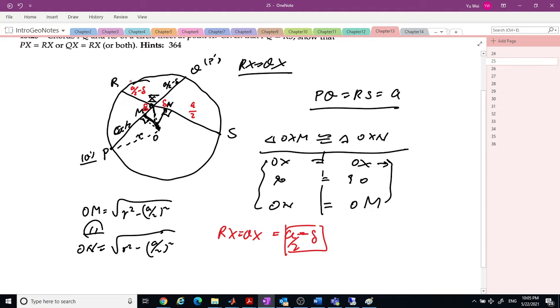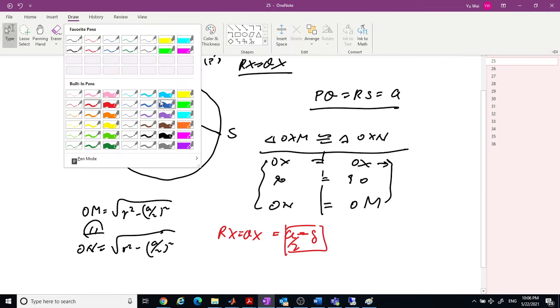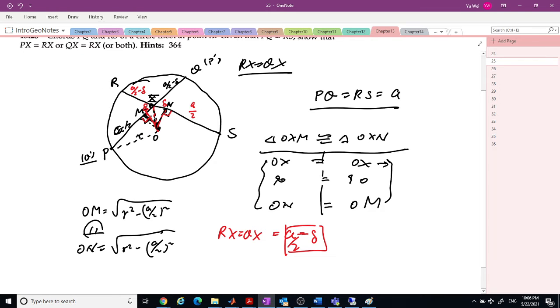Okay, so the key here is, if you see the chords are the same, the height to the chord is also the same. You always draw the height because it is the perpendicular bisector. And also there is a cyclic quadrilateral, or there are two right triangles here. This is what we always use.